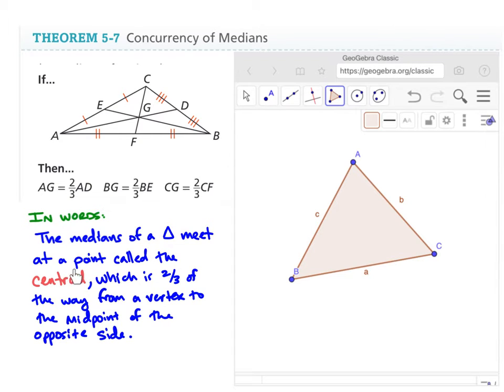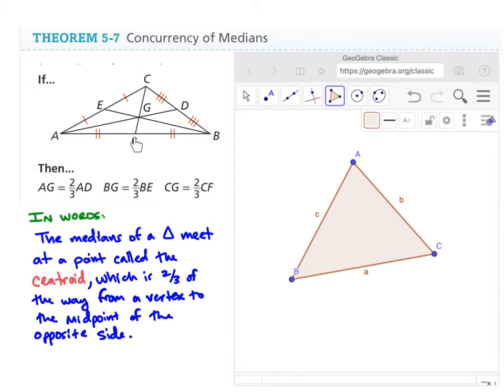So in previous videos we looked at what happens when we drew the 3 perpendicular bisectors of a triangle and what happened when we drew the 3 angle bisectors of a triangle. And we realized that the 3 perpendicular bisectors met at a single point called the circumcenter. And we talked about how the 3 angle bisectors met at a single point called the incenter. Well, the same thing happens with medians.